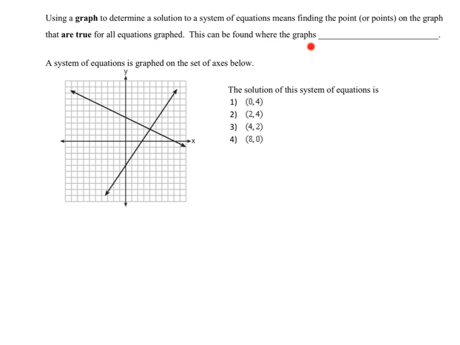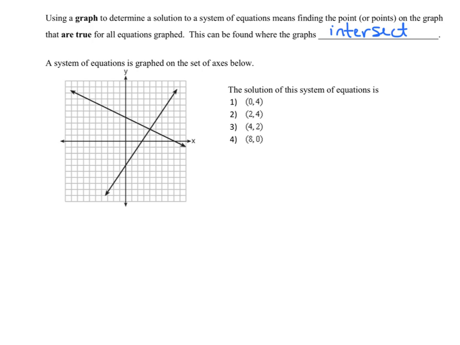This can be found where the graphs intersect. And hopefully you're looking at this picture here and you're thinking through what would happen if a point was true for both lines. Well, it'd be where the graphs intersected. So we're looking for the point of intersection on the graph, and that will be our solution to the system of equations. So if you look at this example we have right here, a system of equations is graphed on the set of axes below.